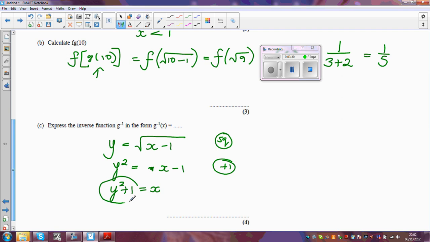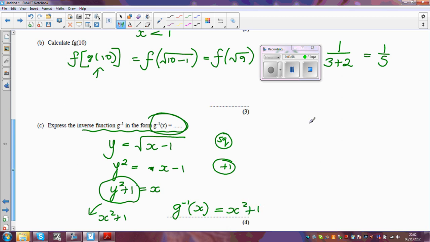Now remember, this is now my inverse function, but what I must be careful of is that my inverse function, rather than being y squared plus 1, is going to be x squared plus 1. Now let's just check how they want me to give the answer. Well, look, they want us to write in the form g to the minus 1 of x is equal to. So I'm going to write g to the minus 1 of x equals x squared plus 1.